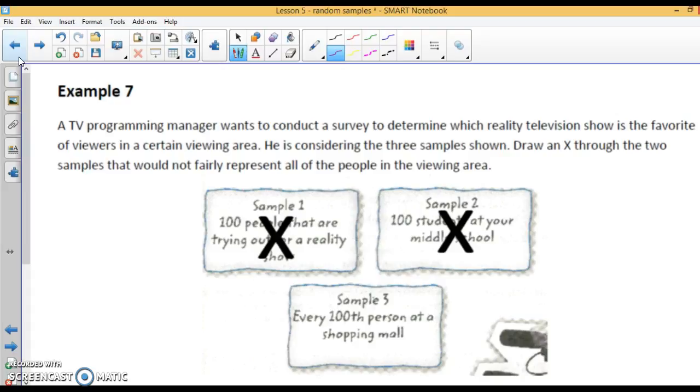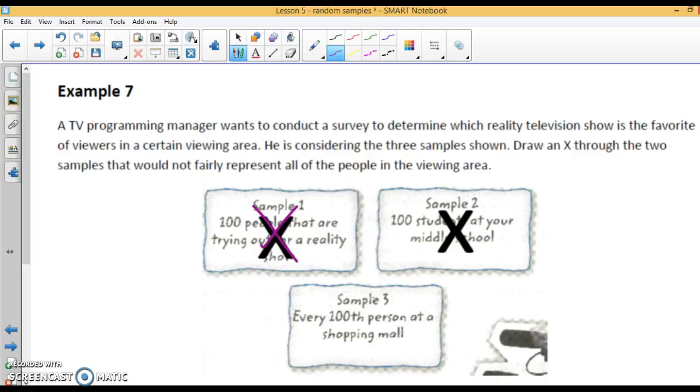All right, so pretend you're doing this for viewers in Boyertown. That's the population. And the first sample says 100 people that are trying out for a reality show. So if they're having an audition for a reality show and people are standing in line, don't you think those people are probably going to say they like reality shows because they're standing in line for one? Not everybody's standing in that line, so not everybody has an equal chance. So that is no good.